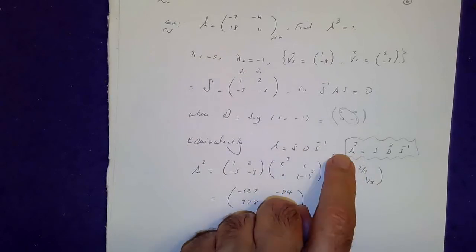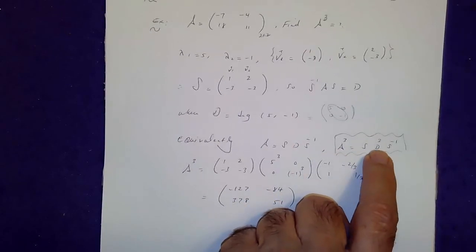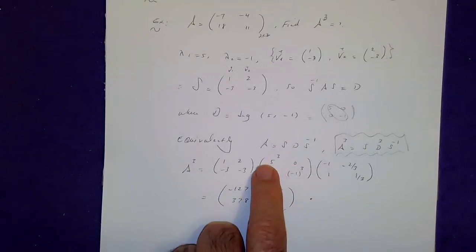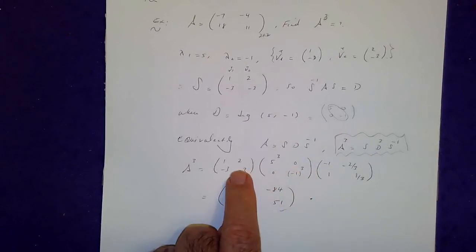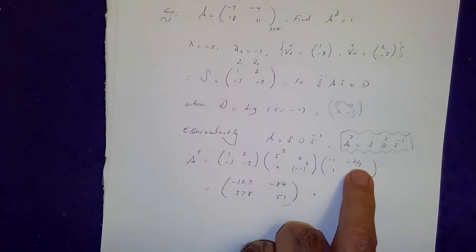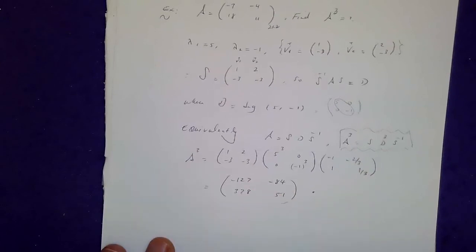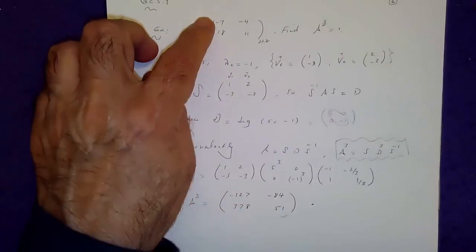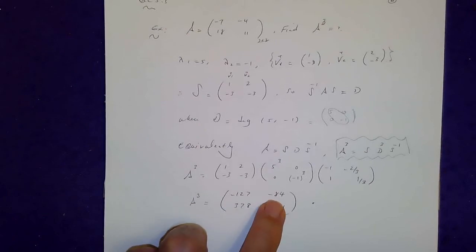In this case, if you raise A to the power of 3, that's just like multiplying S by D cubed by S inverse. If this is D, all you have to do is raise the main diagonal elements to the power of 3. S pretty much stays the same, but S inverse I need to find, correct? When I do, here is A cubed. So if you multiply this matrix by itself 3 times, we should get negative 127, negative 84, 378, and 51.